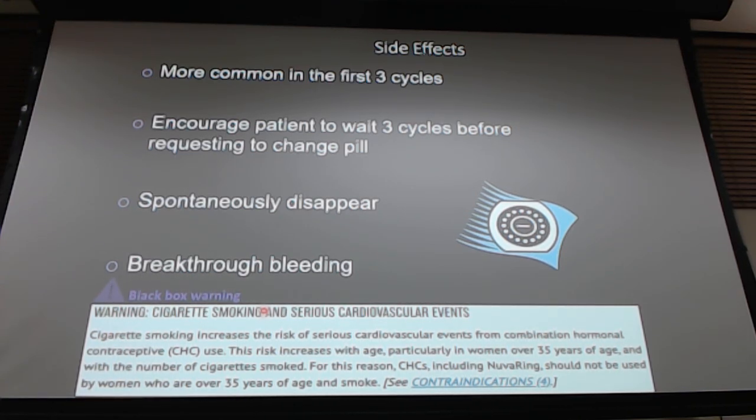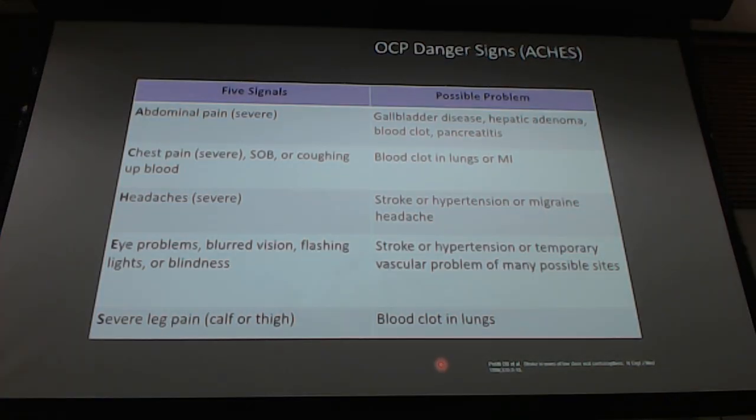Looking at this, waiting until 3 cycles before they just go away, you see that breakthrough bleeding is the most common thing that we're worried about. Remember our black box warning for those cardiovascular effects, and that they increase if the patient was also a smoker over the age of 35. We were definitely worried about that black box warning.